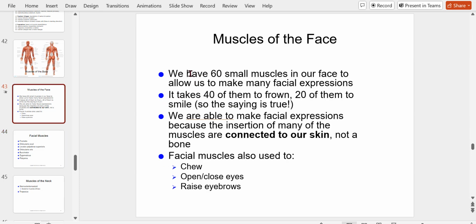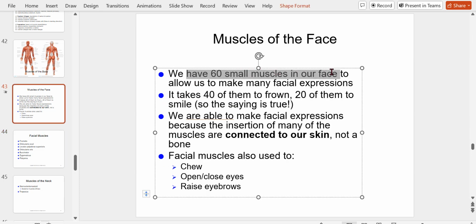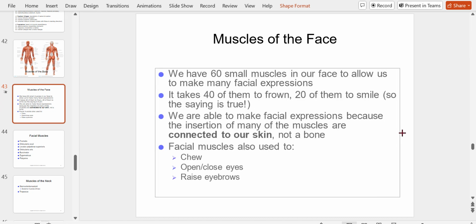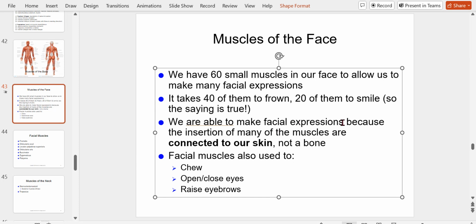Muscles of the face, we have about 60 muscles in our face. It allows us to make facial expressions. You remember the origin and insertion. The whole idea that one part of the muscle does not move, the other part moves and attaches to a bone. Well, there are no bones in our skin. In order for our face to make facial expressions, the insertion part of the facial muscles attaches to the skin. Just a little point to note, it takes 40 muscles to frown and only 20 to smile. So take a load off and relax and just smile.